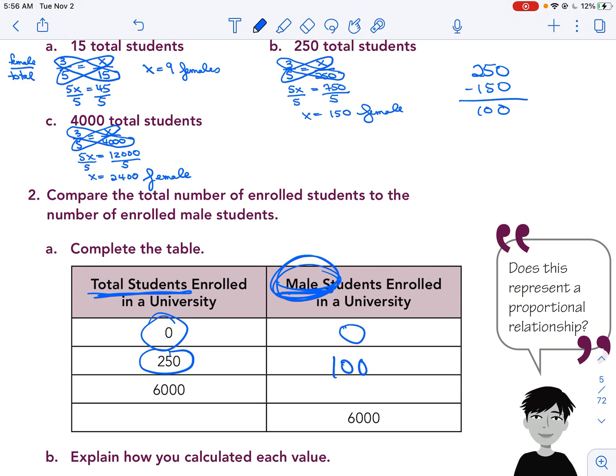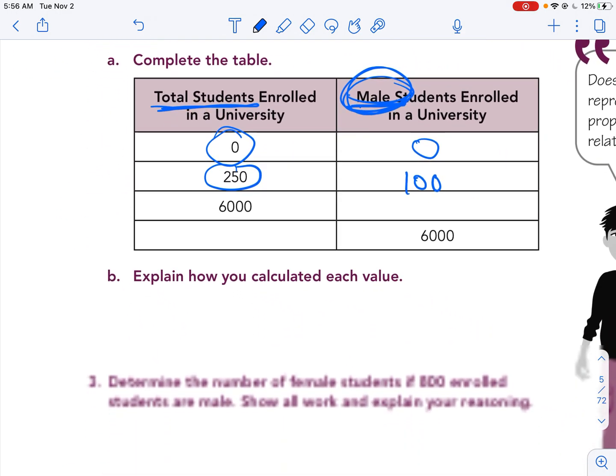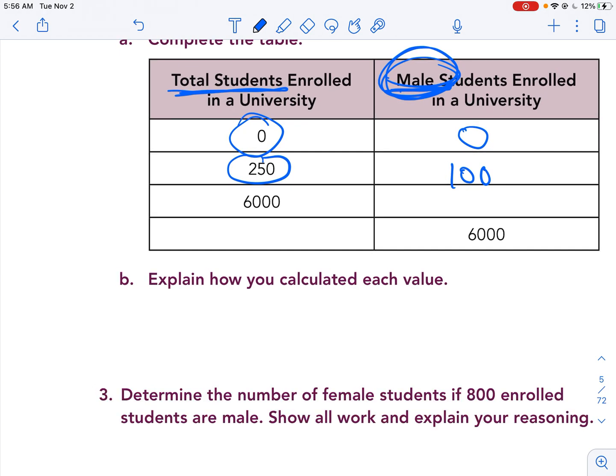Now that one was easy to do. This one, it's not that it's not easy, but we have to actually set up and do a proportion. Oh, that's what this B area is for down here. Remember, there's 2 to 5 for male students. So that would get me x over 6,000.